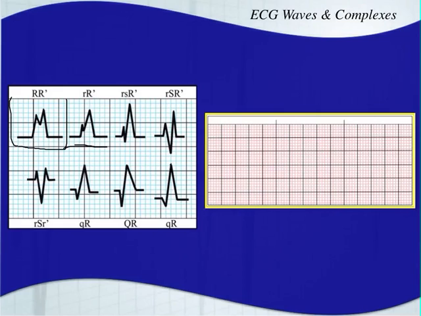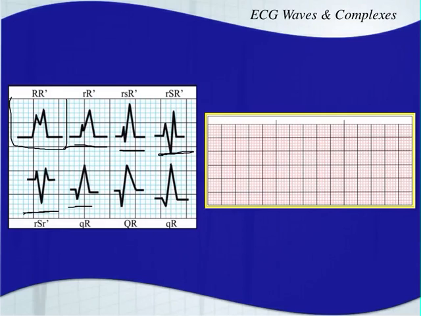Here we have an RSR prime. Both the first R and the first S wave are lowercase because they're smaller. Another RSR prime with a large S wave. Another RSR prime with just a large S wave, and both the R waves are small.